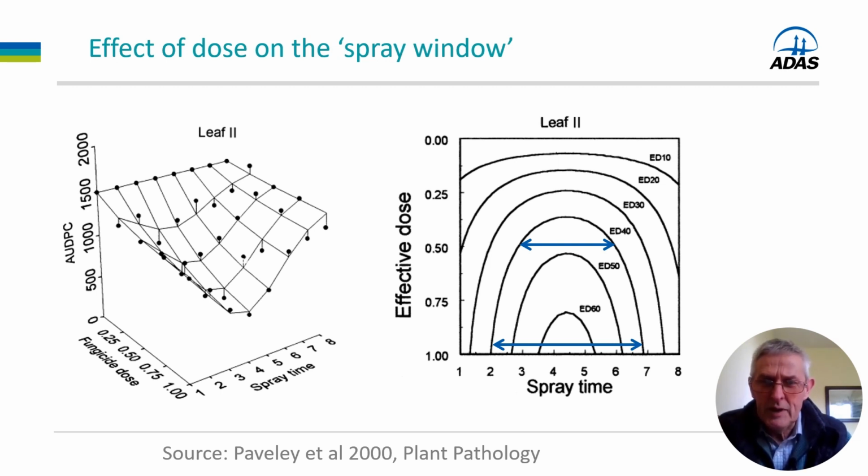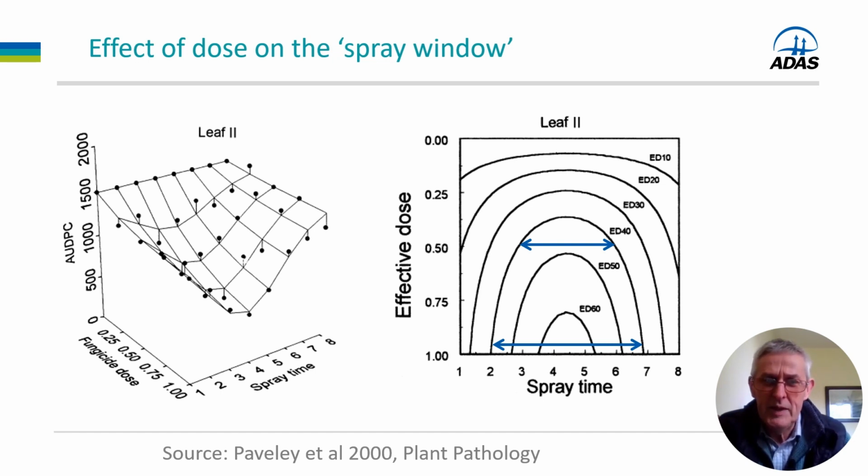So the first point that comes out of this is there's clearly an optimum timing for treatment of this particular leaf, which was between spray timings 4 and 5, which, if you remember, these sprays were applied over an 8-week period in total, so that's between week 4 and week 5 from when we started spraying. The other thing that you can see from this is the width of the spray window within which we can obtain a certain level of control.